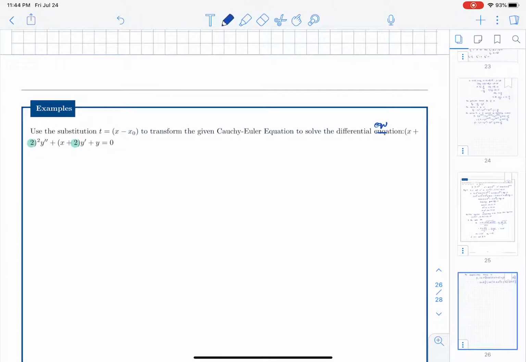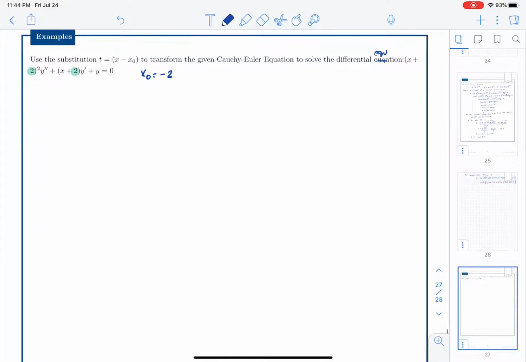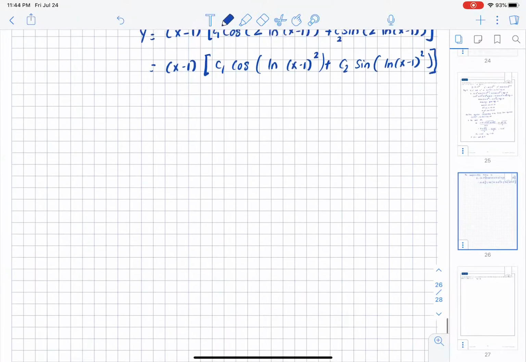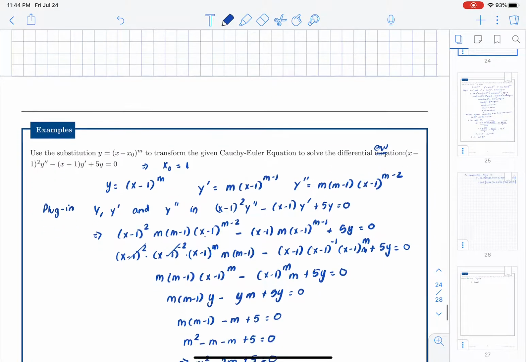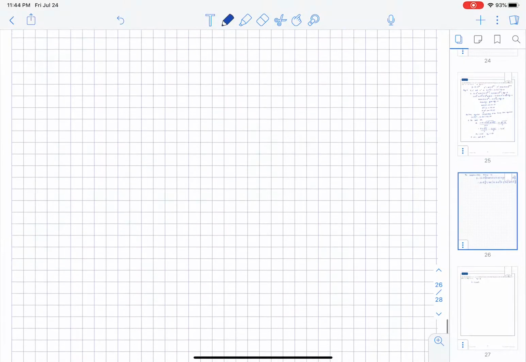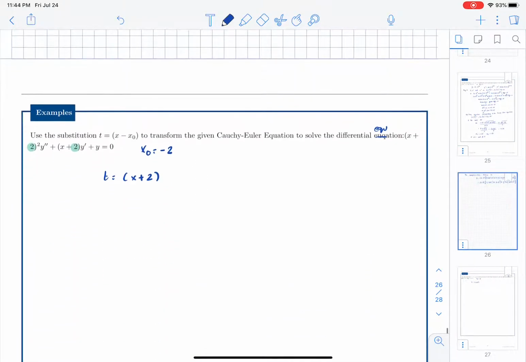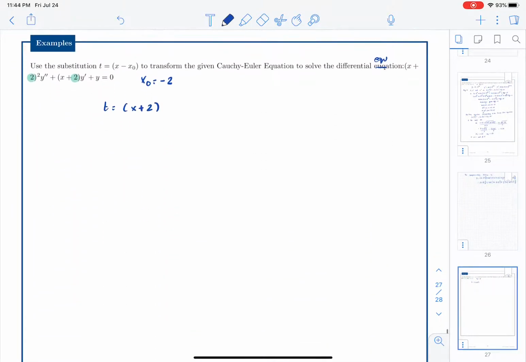We have x plus 2, so x naught would be negative 2. So we have a different type of substitution where t is x plus 2. In the previous problem, we simply had the solution equal to x minus x naught raised m. Of course, that method would work. This is just a different way of doing the problem by creating a dummy variable. So that is our substitution.